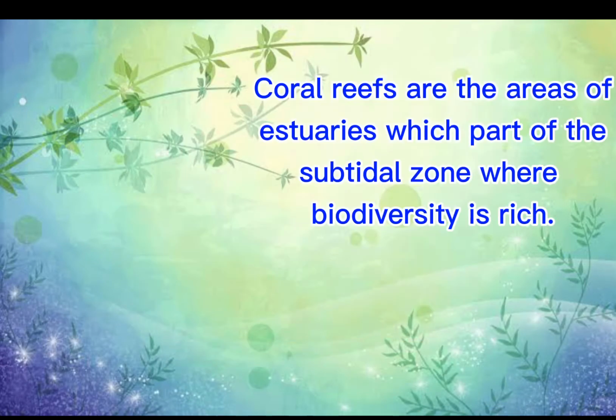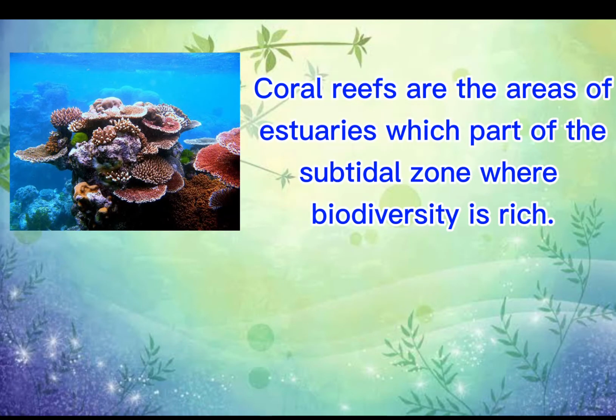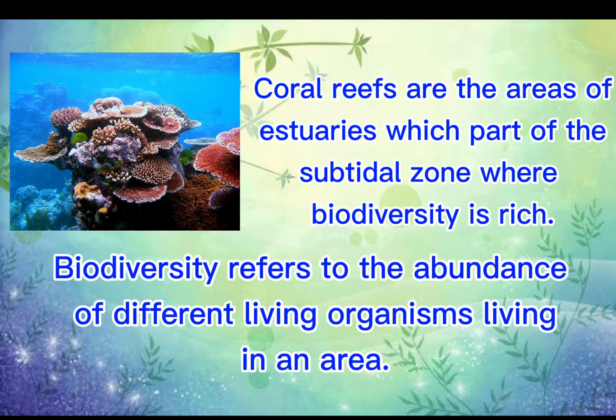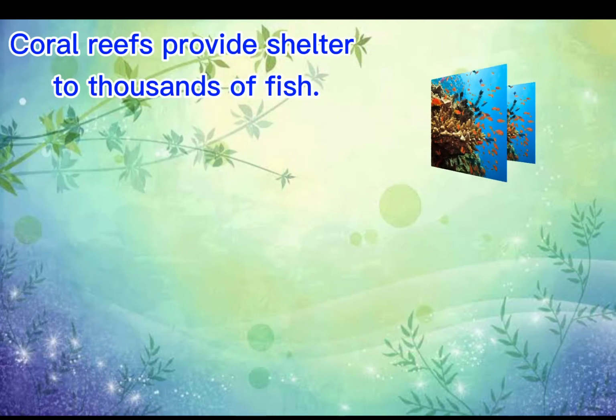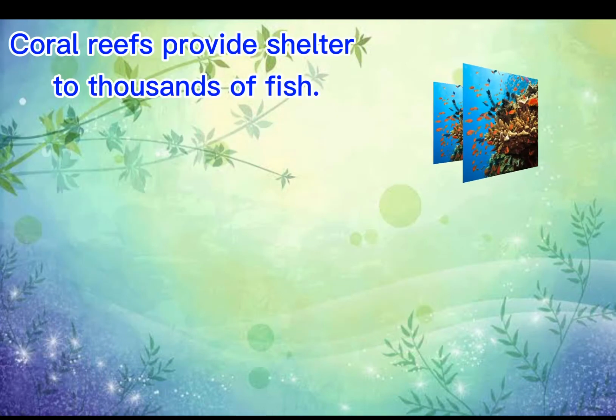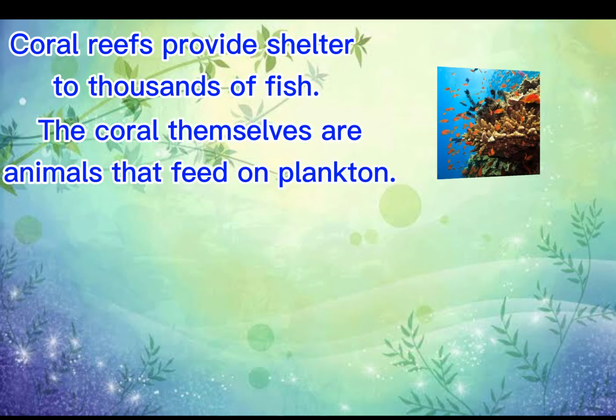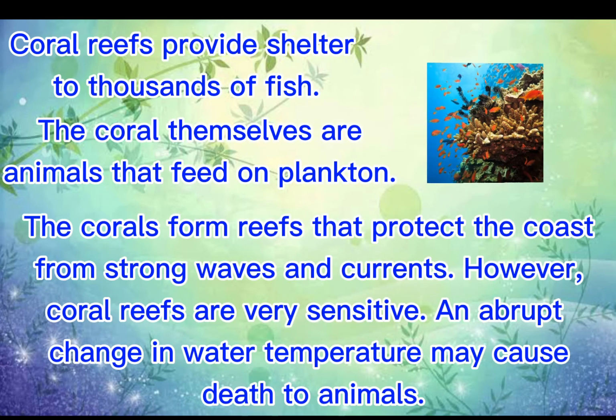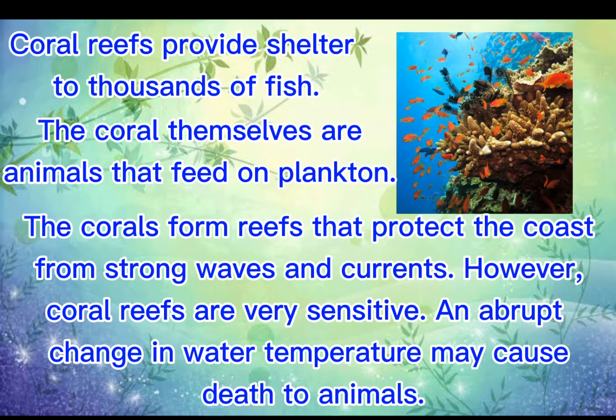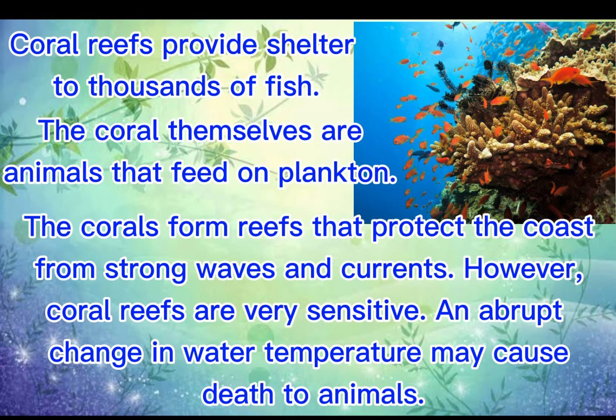Coral reefs. Coral reefs are the areas of estuaries, part of the subtidal zone, where biodiversity is rich. Biodiversity refers to the abundance of different living organisms living in an area. Coral reefs provide shelter to thousands of fish. The corals themselves are animals that feed on plankton. The corals form reefs that protect the coast from strong waves and currents. However, coral reefs are very sensitive. An abrupt change in water temperature may cause death to animals.